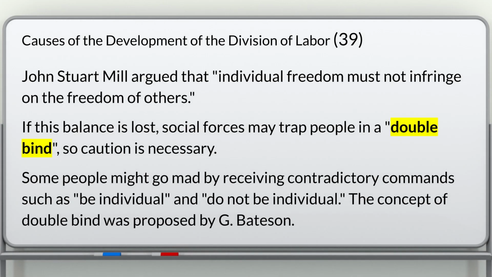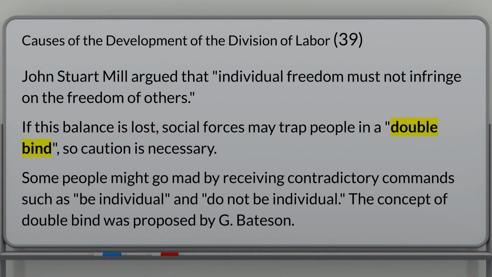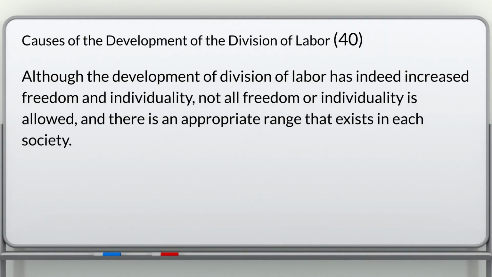John Stuart Mill argued that individual freedom must not infringe on the freedom of others. If this balance is lost, social forces may trap people in a double bind, so caution is necessary. Some people might go mad by receiving contradictory commands such as "be individual" and "do not be individual." The concept of double bind was proposed by G. Bateson. Although the development of division of labor has indeed increased freedom and individuality, not all freedom or individuality is allowed, and there is an appropriate range that exists in each society.